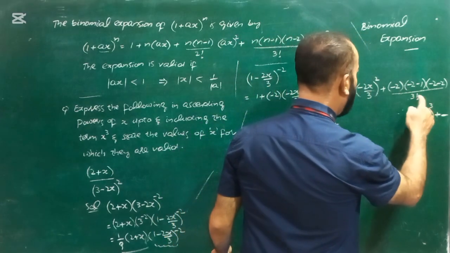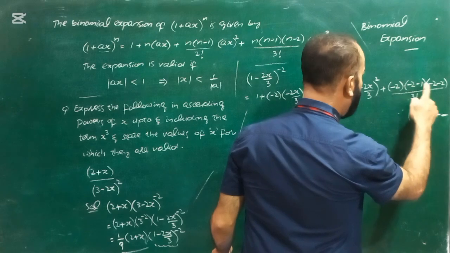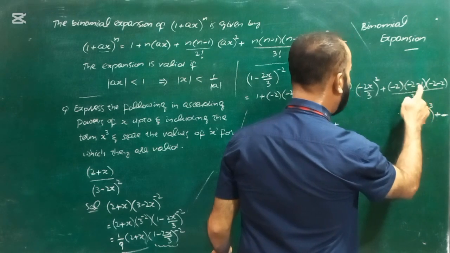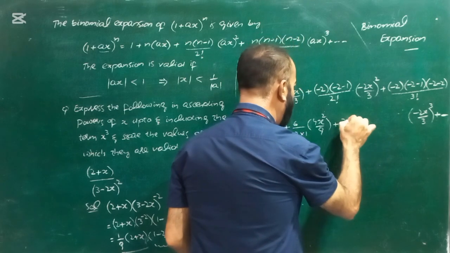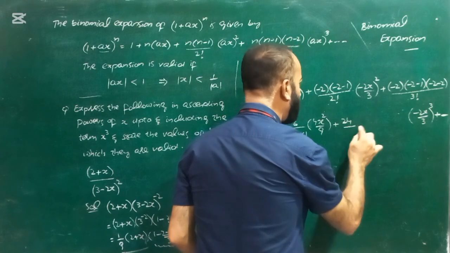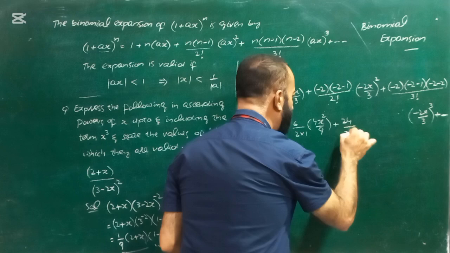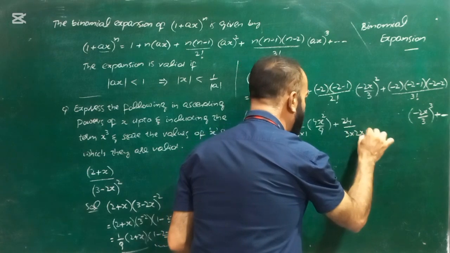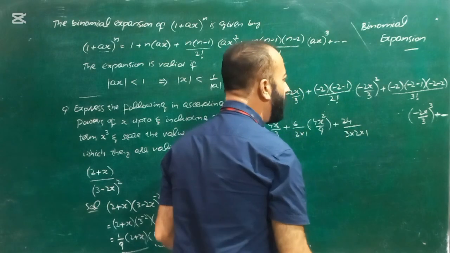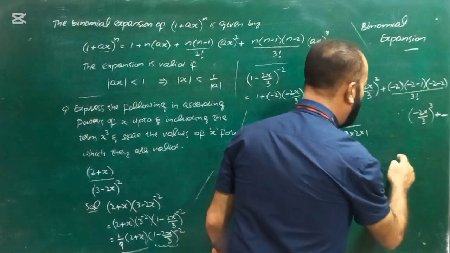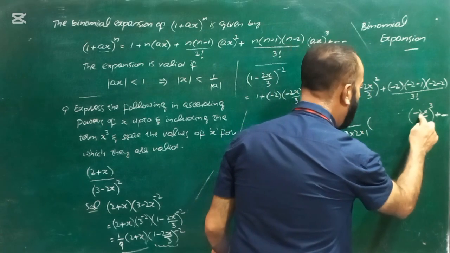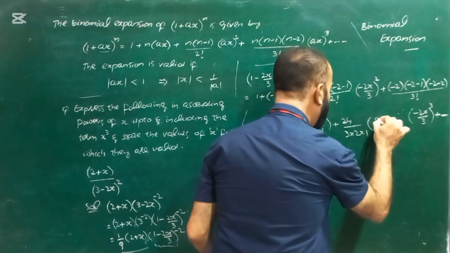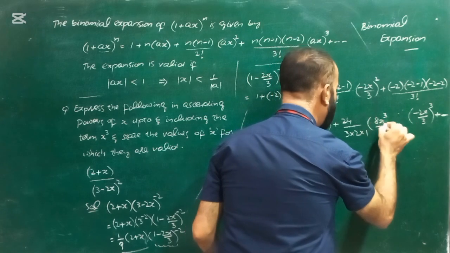So 2 into 3 into 4. 4 3s are 12, 12 2s are 24. So 24 over 3 factorial, which is 3 into 2 into 1. So then this will become 8x cube over 27.